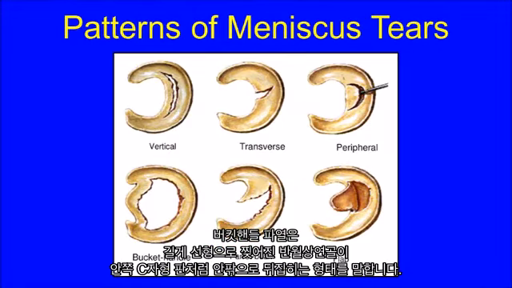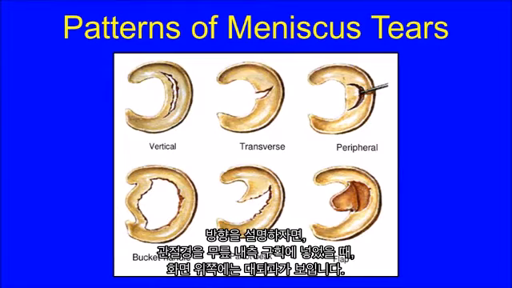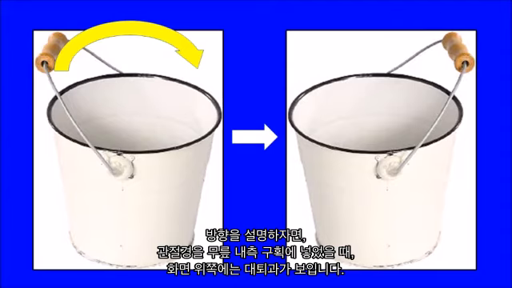Meniscus tears can occur in a variety of different patterns. A bucket handle tear refers to a long, linear meniscal tear that results in an inner C-shaped flap of meniscal tissue that can flip either in or out, much like the handle of a bucket, as seen in this picture.